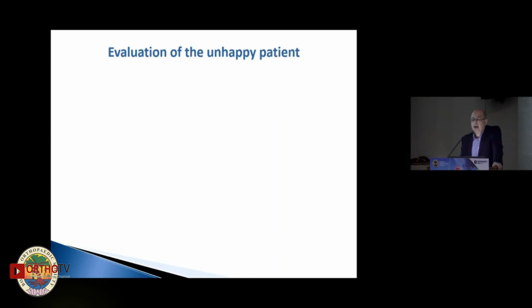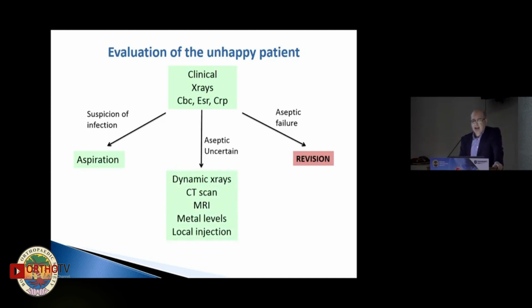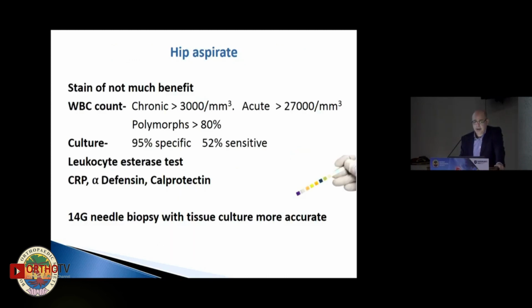So how do I evaluate an unhappy patient? The first thing I do is I just do the basic clinical X-rays, CBC, ESR, and CRP. If I feel this is a straightforward case of an aseptic failure, I'll just go ahead without further tests, and do a revision. If I have a suspicion of infection, I'll do an aspiration. I won't do any further tests before the aspiration. And if I don't know what's going on, then I'll do some further tests. This may be, depending on my clinical suspicion, dynamic X-ray, CT, MRI, metal levels, or a local injection. And then based on that, I'll either observe or operate on the patient.